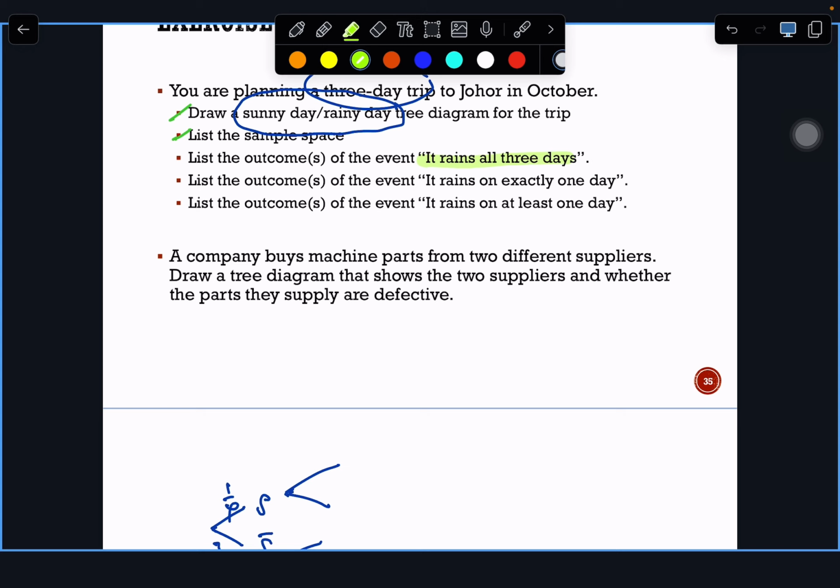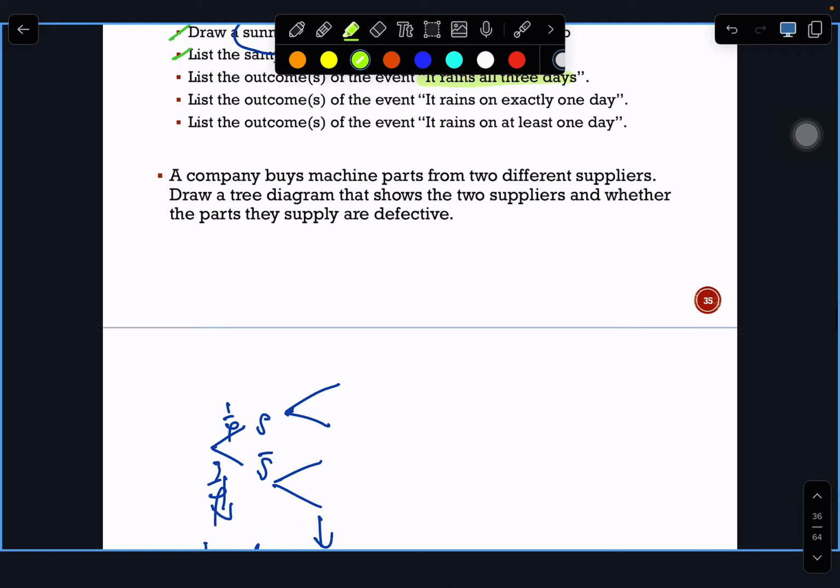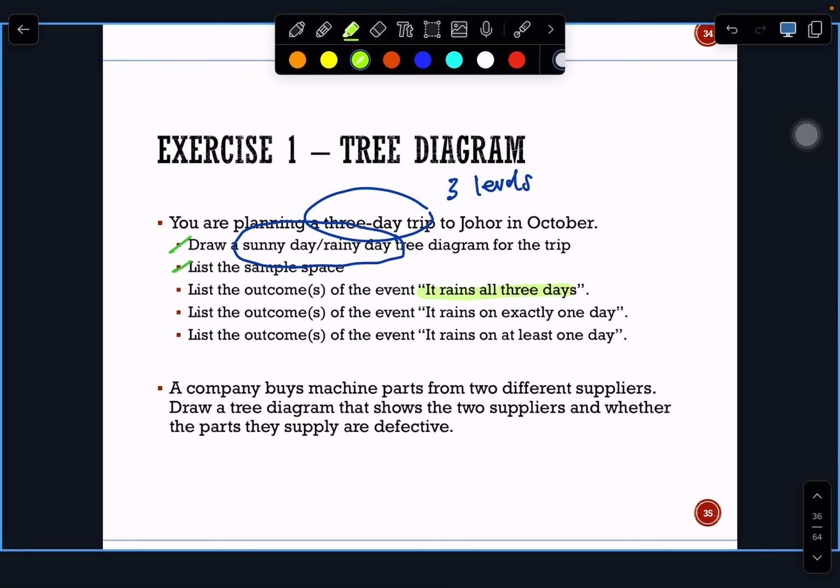Yes, we should look for R, R, R. So there is only one outcome there: R, R, R. To answer this one, you can write it using set notation and curly brackets: {R, R, R}.